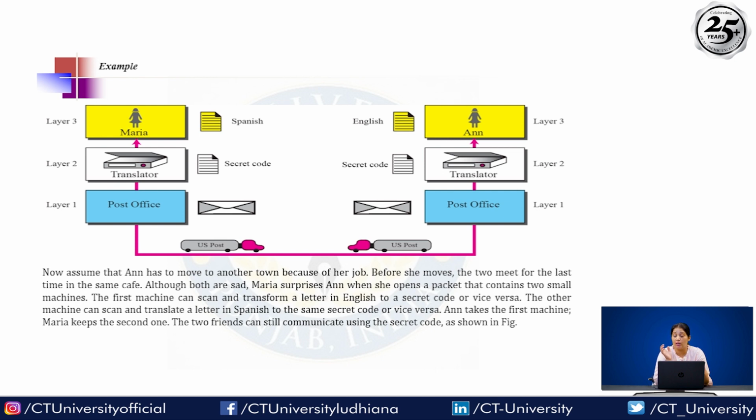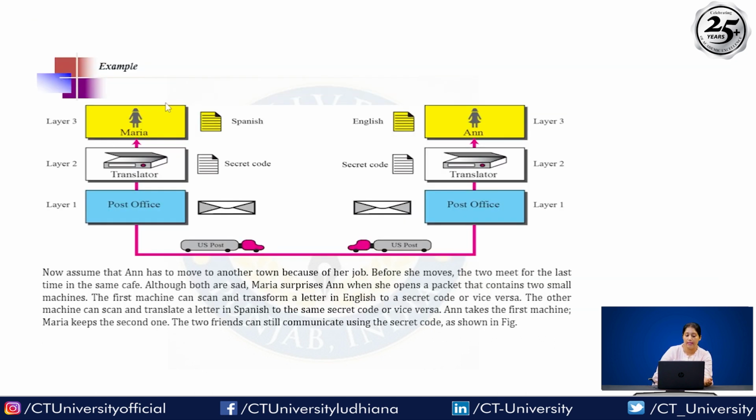Here is the concept of encryption and decryption. Data is encrypted, meaning plain text is converted into ciphertext, and in the case of decryption, the ciphertext is converted into plain text. The other machine can scan and translate a letter in Spanish to the same secret code and vice versa. Anne takes the first machine, Maria keeps the second one, so that they can easily communicate with each other. The two friends can still communicate using a secret code, as shown in this figure.